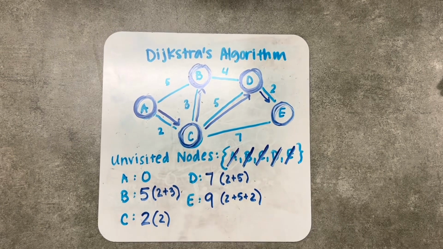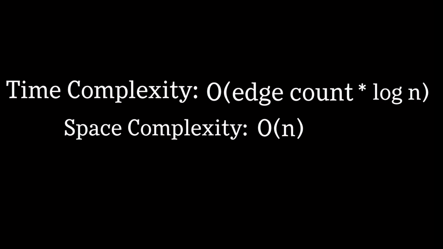Now that we have all the possible paths, even though the min heap isn't empty, the loop will terminate because all of the nodes have been visited. The time complexity of this is O of number of edges times log n, and the space complexity is O of n.